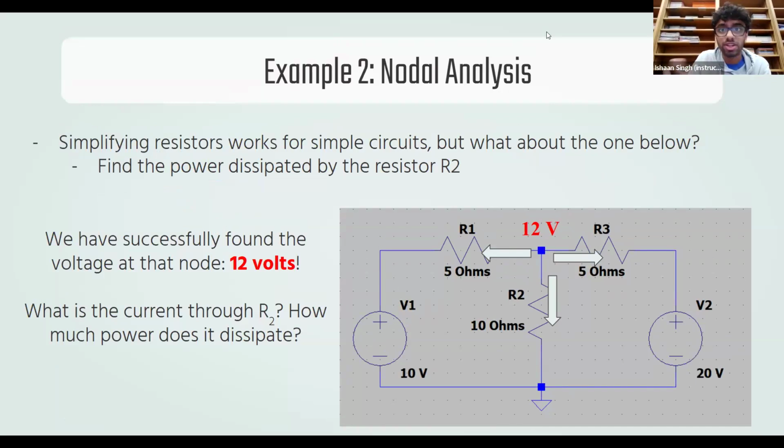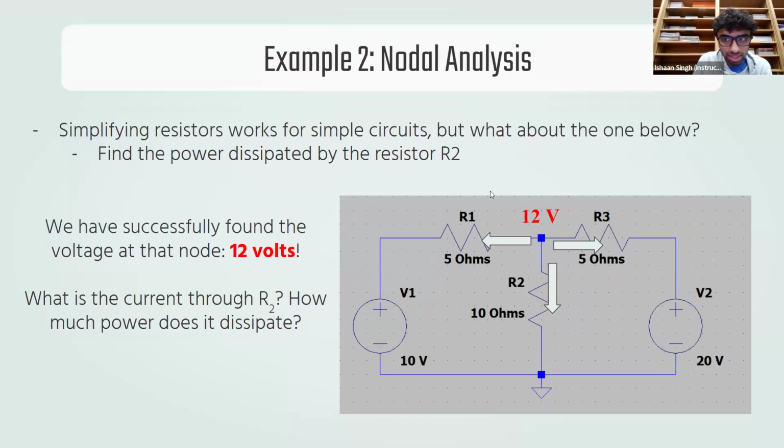Yeah, 6/5, 1.2 amps. And so how much power does it dissipate? It's like I think 101.44 watts, I think is what you have. But the point is, at that point, you can just use the formula and you're good.